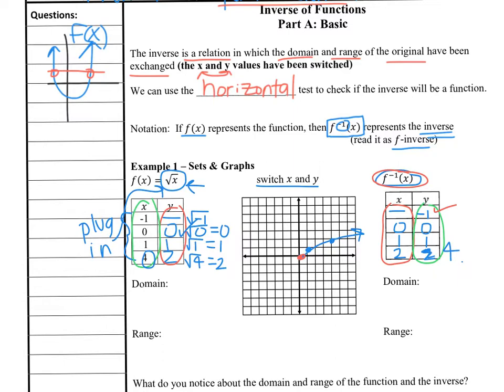Okay, so when I graph the points 0, 0, 1, 1, so 1 over 1 up 1, and then over 2 up 1, 2, 3, 4. Okay, so now this time my graph is going to go out that way. So that is an example of the inverse of the function.